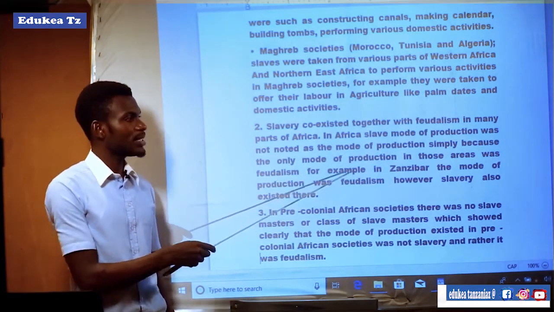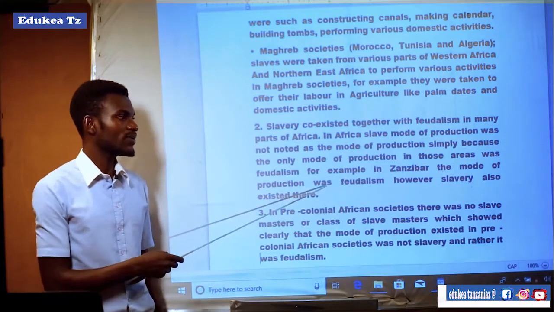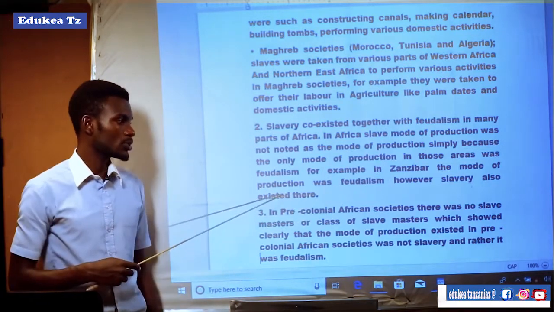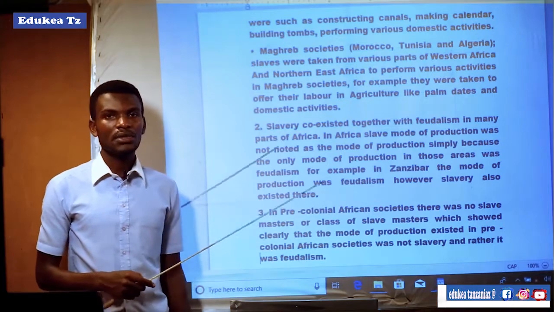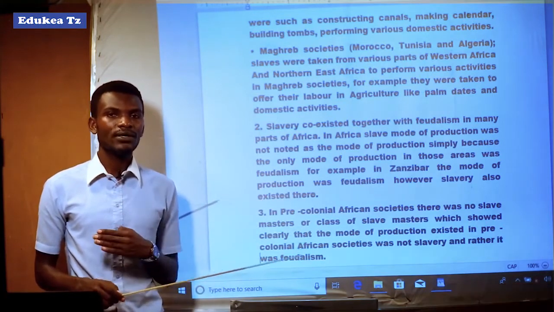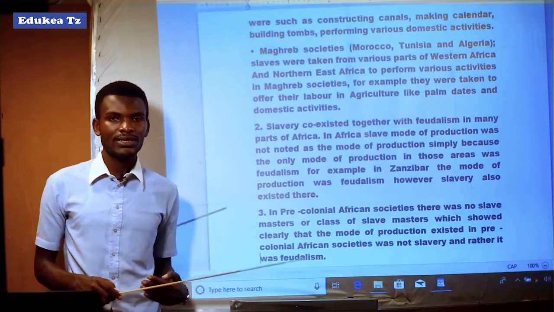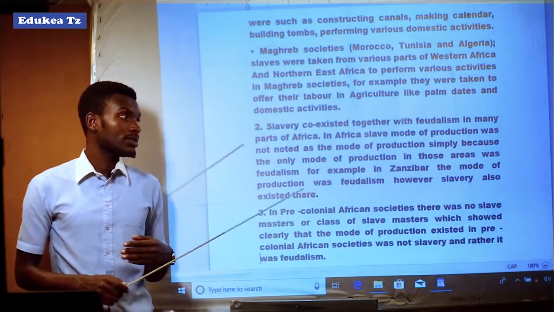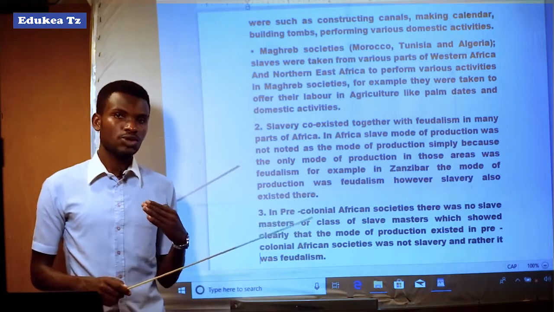For example, in Zanzibar, the mode of production was feudalism, however slavery also existed there. It means that, for example, in Zanzibar, slavery was not taken as the mode of production, and it was taken as an institution.